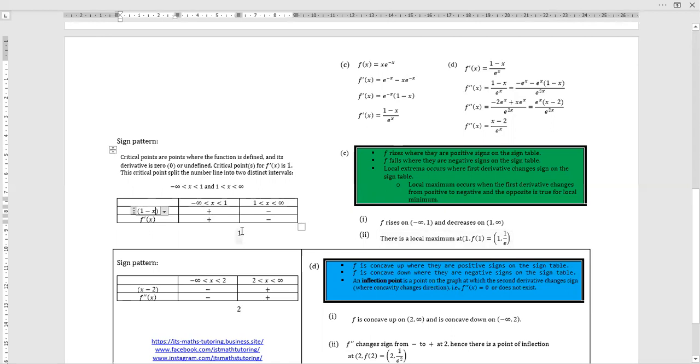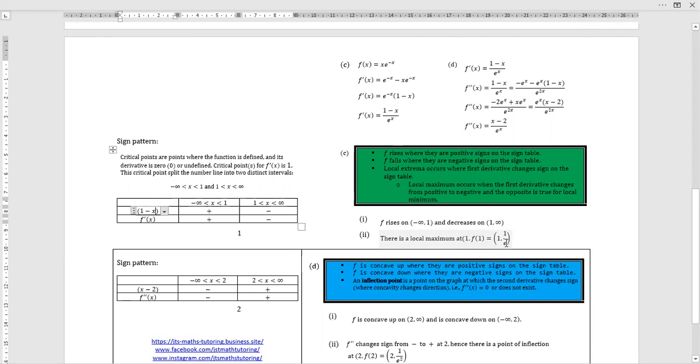So what we do here to get the y coordinate, we do not plug in this 1 into this derivative here. You plug it into the original function. So there is a local maximum at 1, 1 over e.